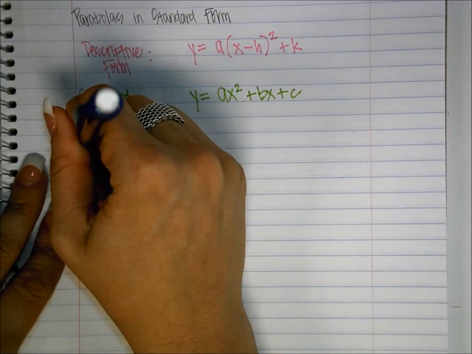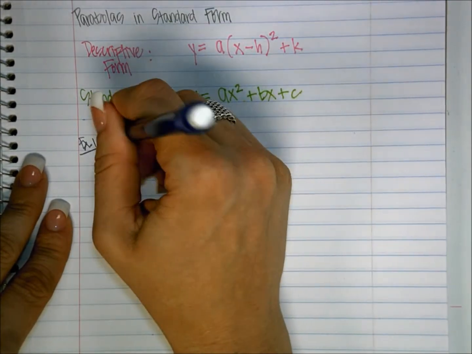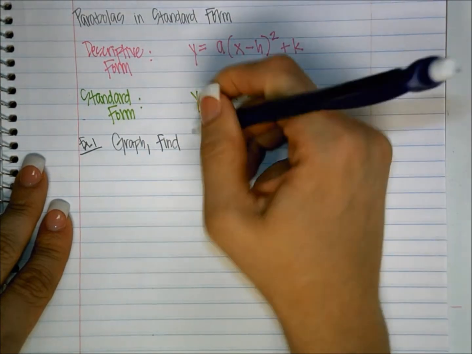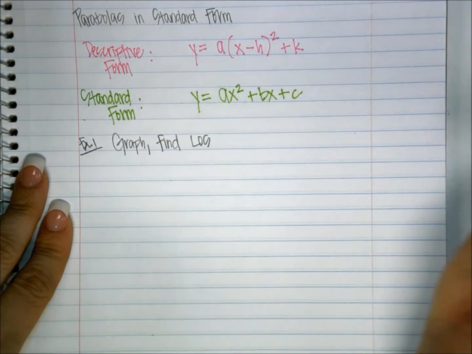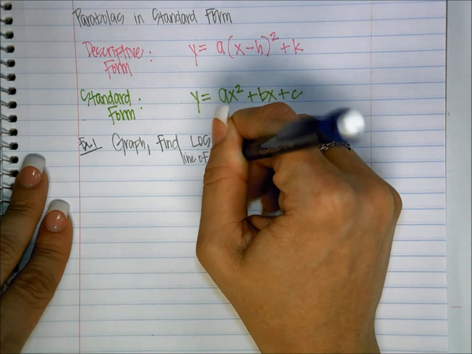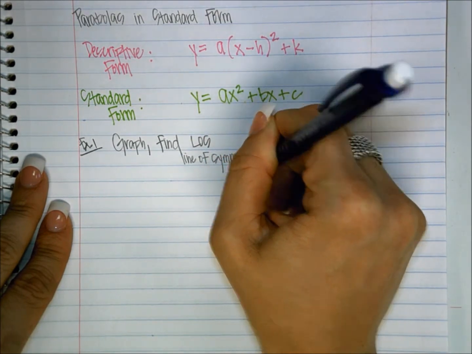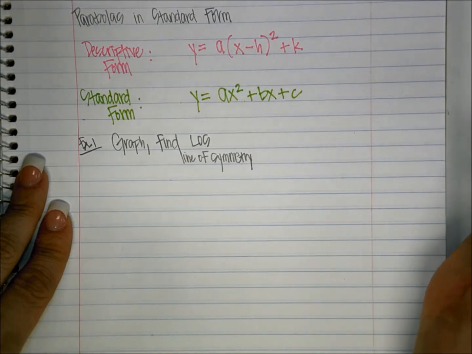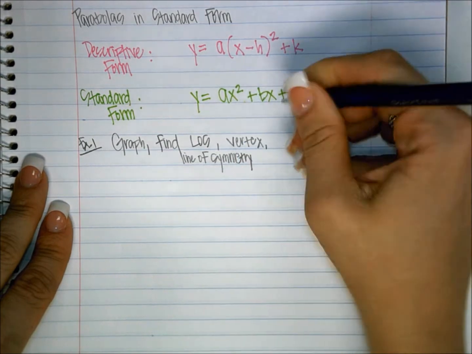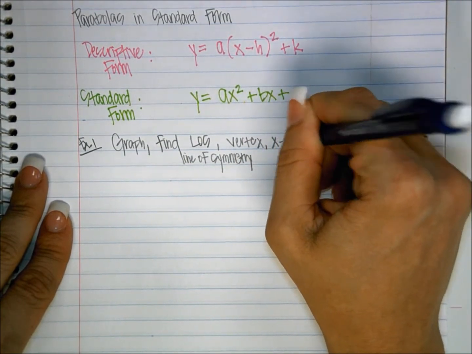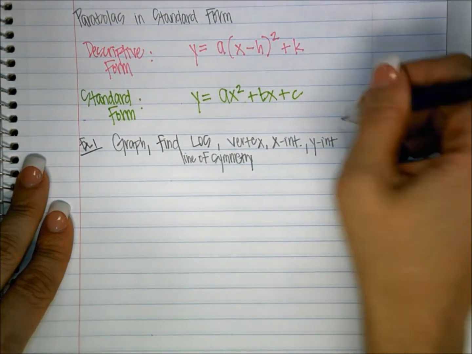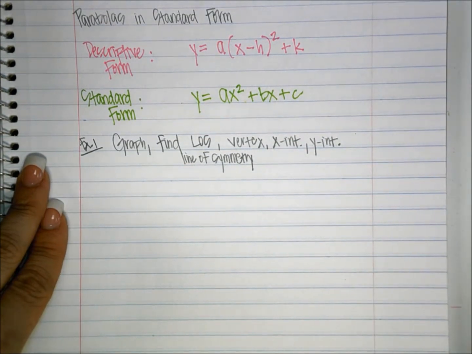Great. So for example number 1, I would like you to graph. We are going to graph, find line of symmetry. Okay, we're just going to write LOS. But that is actually line of symmetry. We never actually write it out because it's kind of a long word. So graph, find line of symmetry, vertex, x-intercept, y-intercept. Okay, so we're going to find all of those different parts.